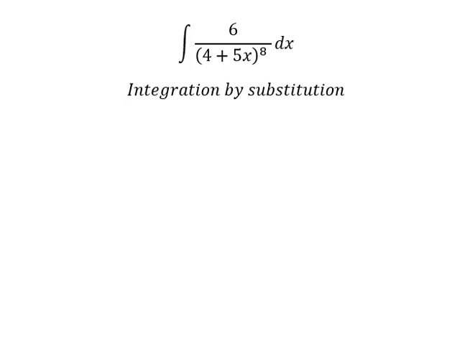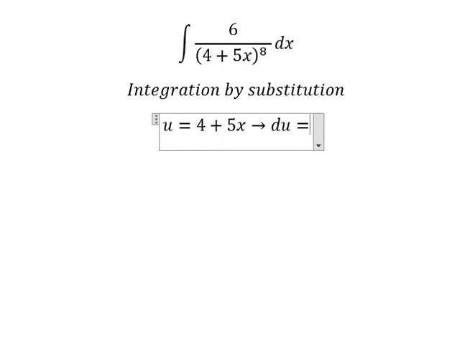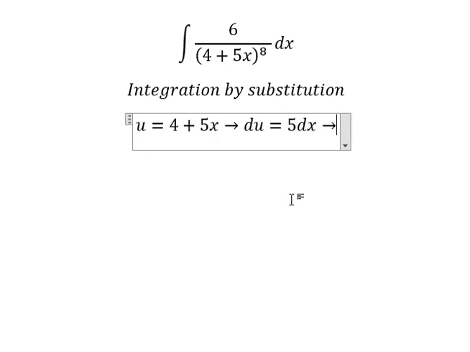So I will put u equals 4 plus 5x. After that, we need to first take the derivative of both sides. This one, that is the constant, so you get 0. This one, we have 1. Because we don't have 5, we need to divide both sides by 5.